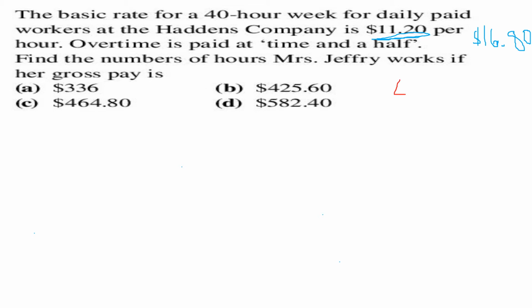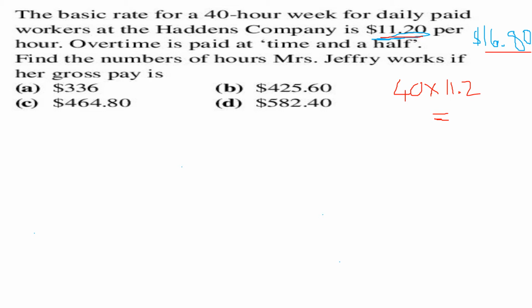On a regular week, she would work 40 times 11.20. Yes, we need this, so we would know whether she went over or worked under, because this is the most she would have under normal circumstances. Anything above this will be overtime. Anything less than this means she worked fewer hours that week. That will determine whether we need to use the 11.20 to determine the hours or the 16.80 to determine the extra hours. I hope that makes sense.